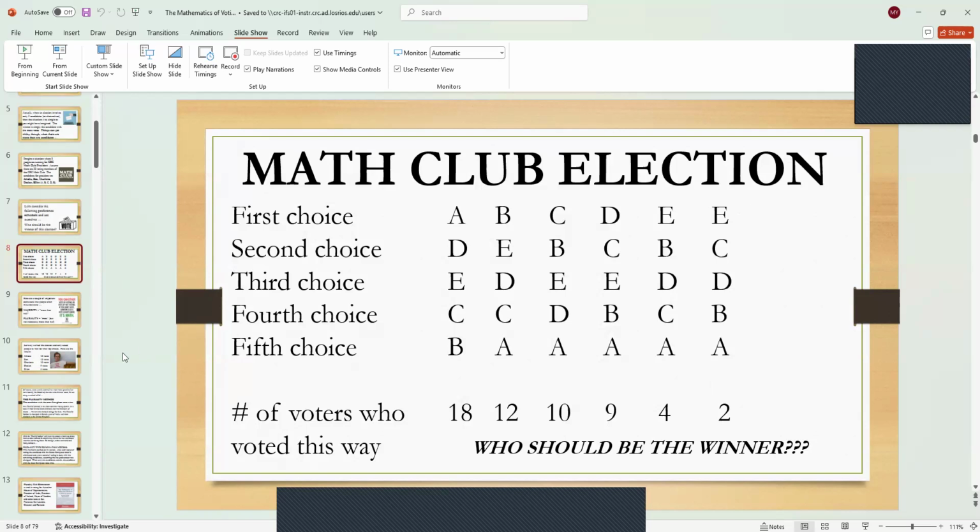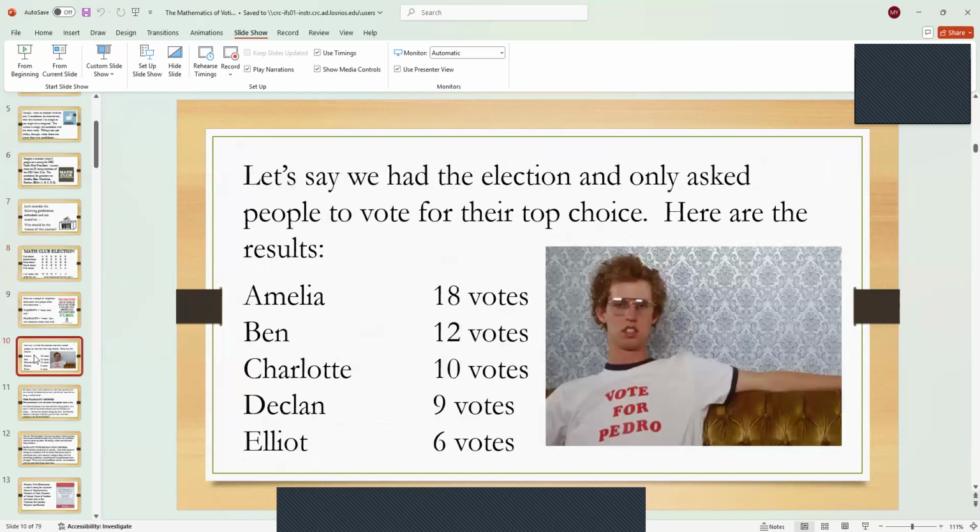So if we only asked people for their top choice, Amelia would be the clear winner. There's no question about it. If we did not consider their second, third, fourth, and fifth choices, Amelia would win. And that's, to be honest, how a lot of elections are determined, but not all of them. Is it a good idea to have Amelia the winner? I mean, you could certainly make an argument that it is. She doesn't have the majority of first place votes, but she does have the plurality.